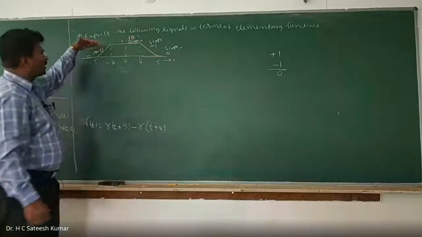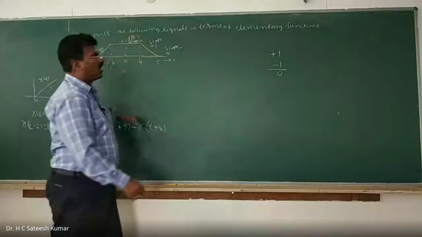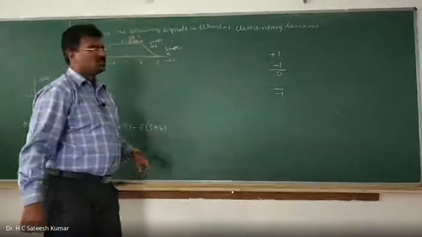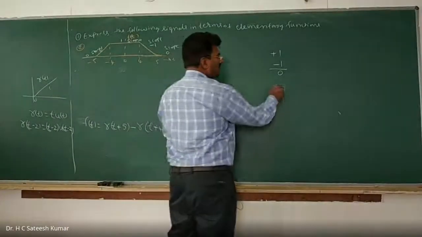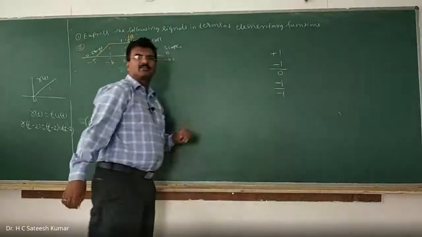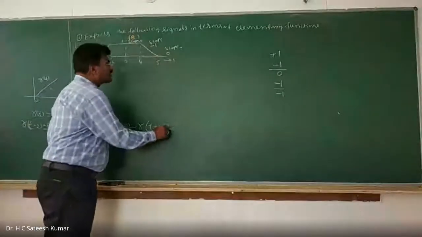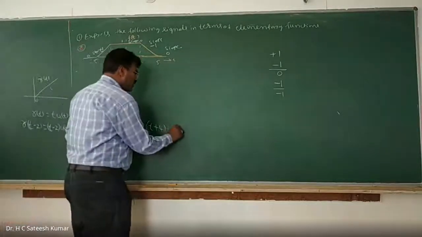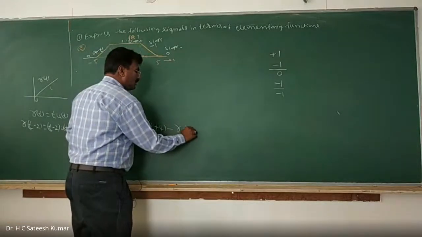Now I am going with a slope of 0. I want a slope of minus 1. If you want to get a slope of minus 1, what should I add? Minus 1 you add it. Therefore, minus from where? 4. Therefore, what should I write? Minus r of t minus 4.